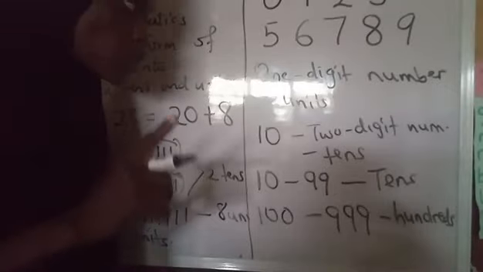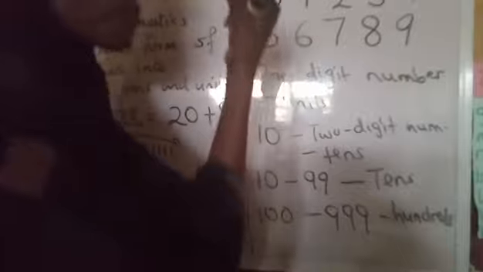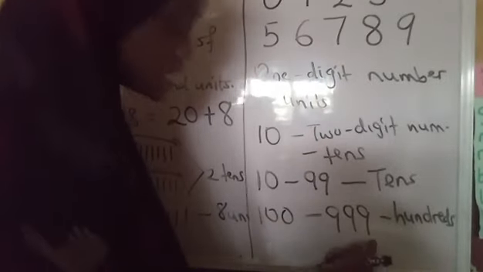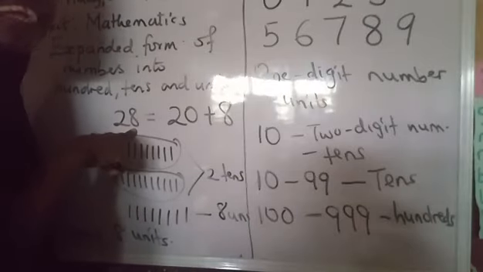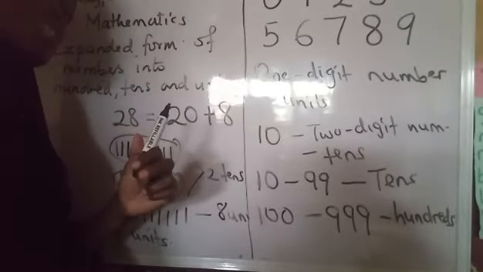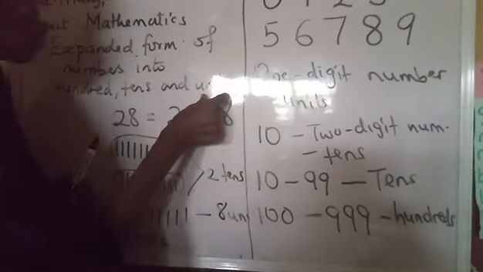Then, there's one thing I also want to remind you: units is the one that begins the counting, and it is always at the end. Just as it is here, it is always at the end. It is the one that ends a number. If you have, let me say, a 10-digit number, the last digit is always representing units.